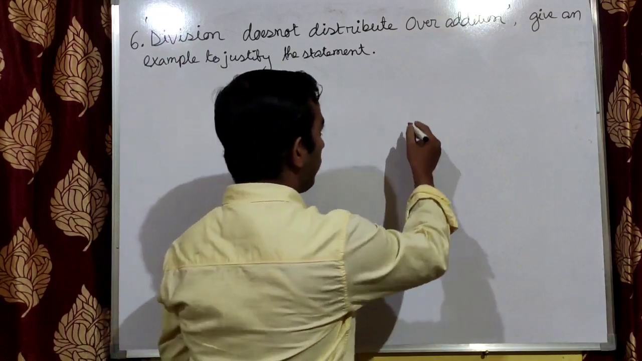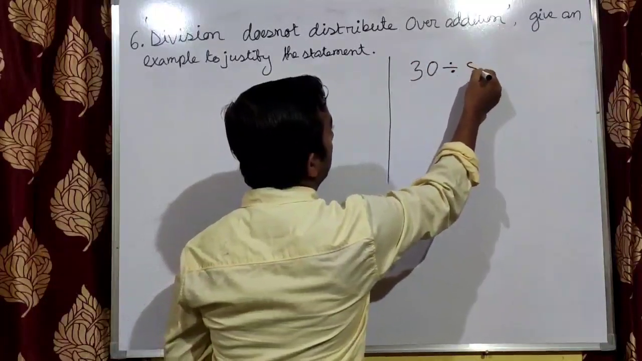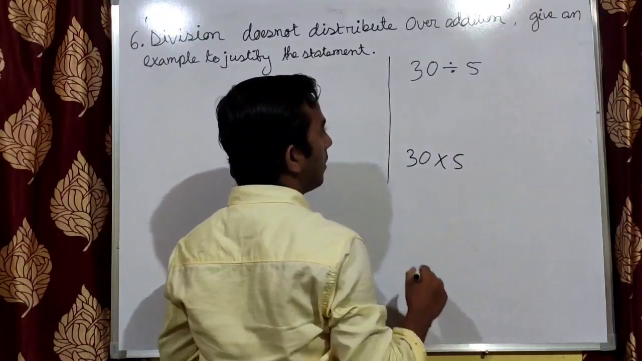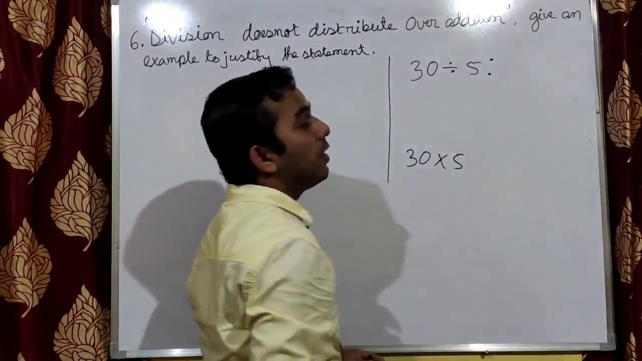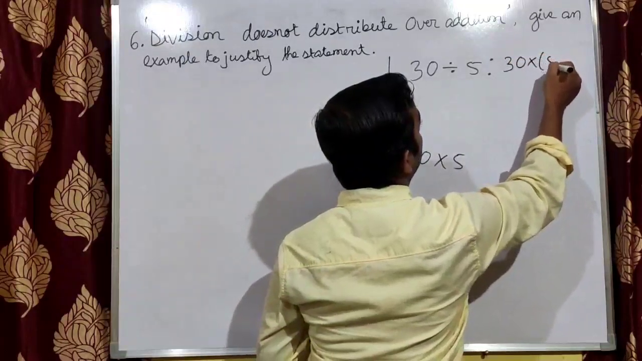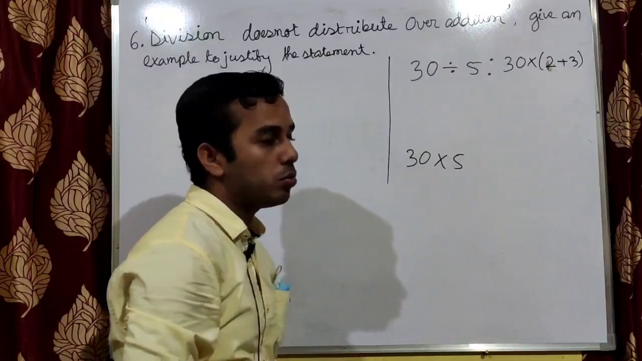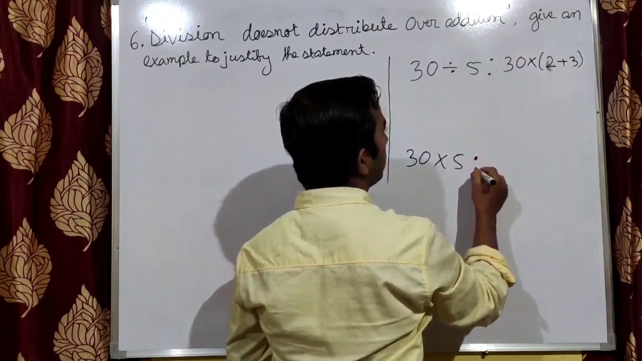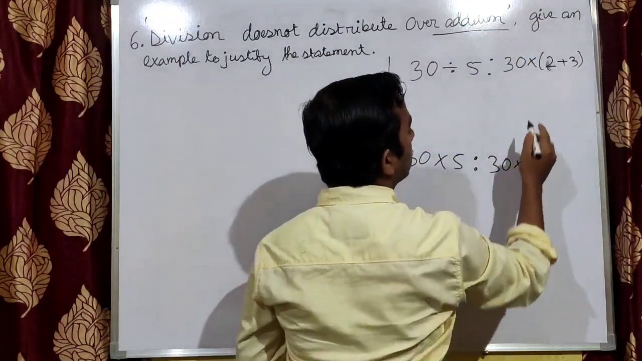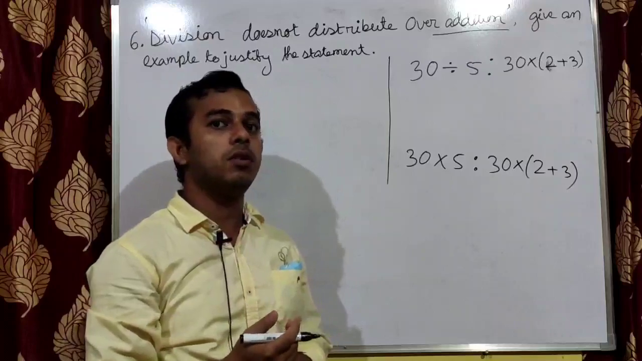For example, 30 multiplied by 5. We will see here if I distribute 5, it will be like this: 30 into 2 plus 3. Can we write 5 as 2 plus 3? Yes, we can. Same here, we will also write 30 divided by, and since this is addition, we will give the plus sign, 2 plus 3. Now we will verify in which case this distributive property is applicable over addition.